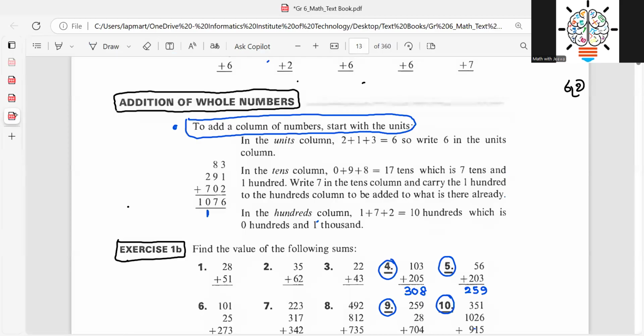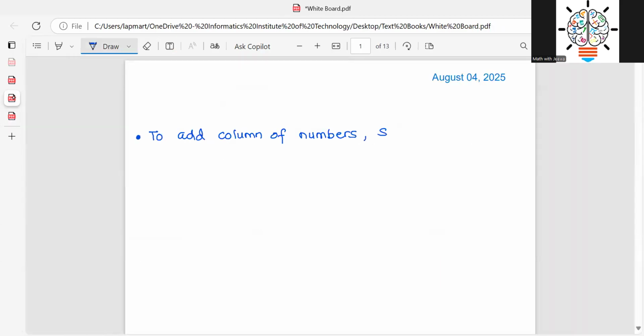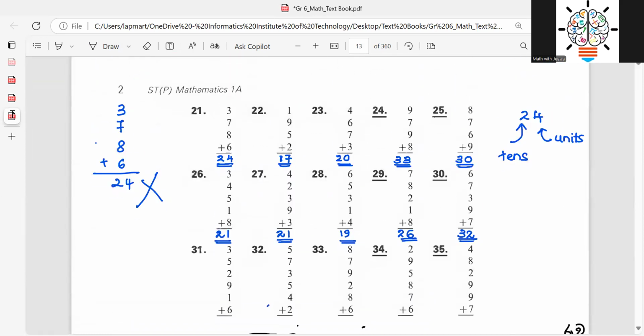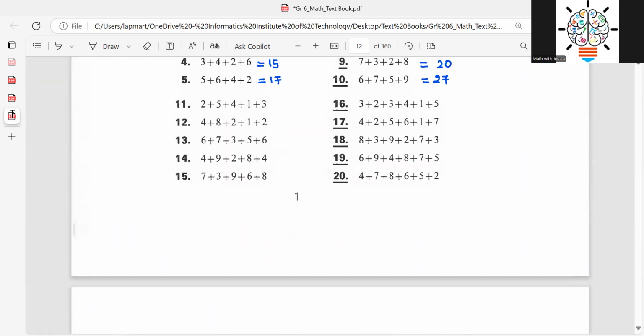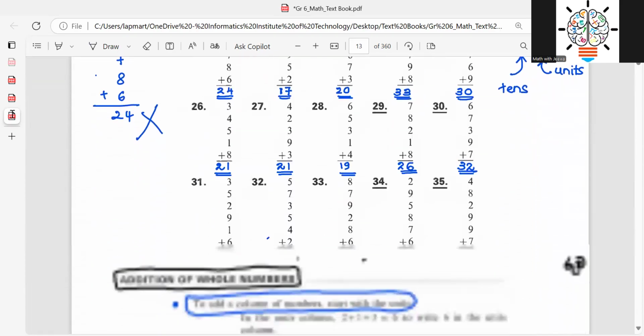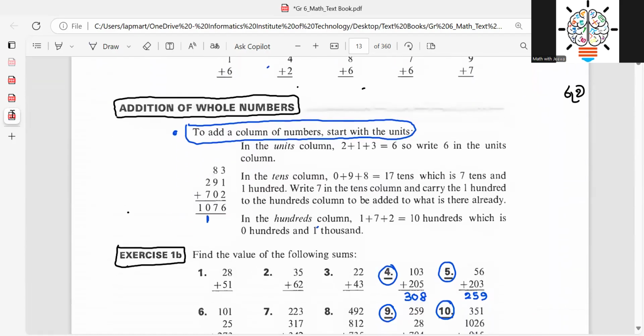Column of numbers, start with the units. So I'll show you what it is. Start with the units. So far, whatever the examples we had, children, we had only one line, one column. Here we have one line, right? So we had only one thing. So then it was not complicated this much. Now they are talking about so many columns. When you have so many columns like this, from which side do you want to start? You want to start with the units column, right? I'll show it like this.